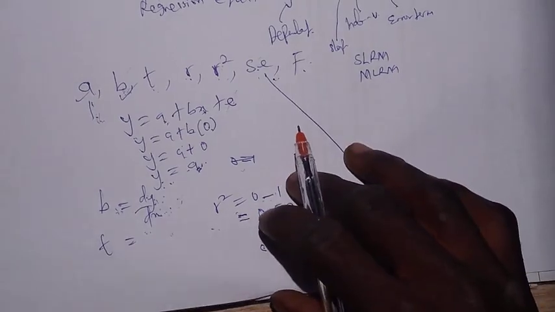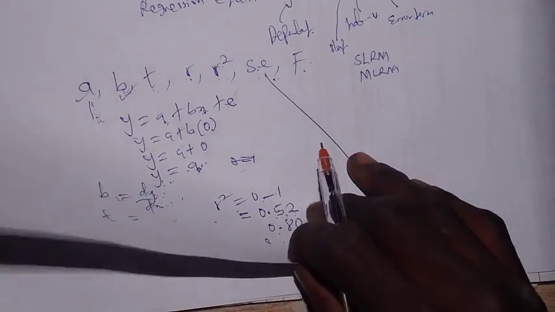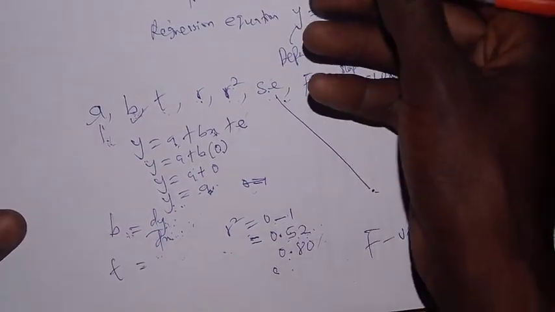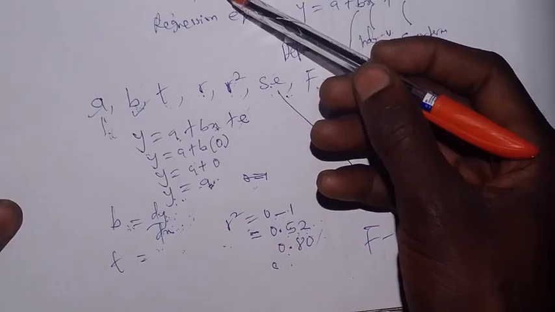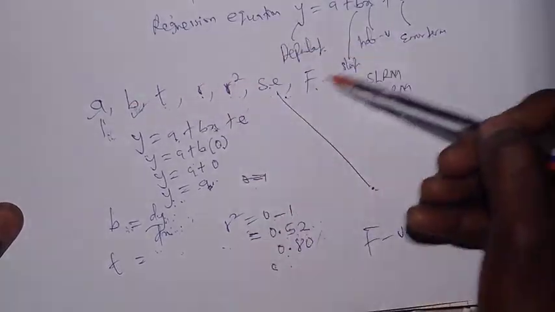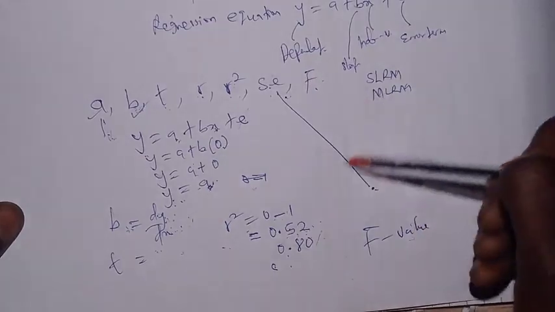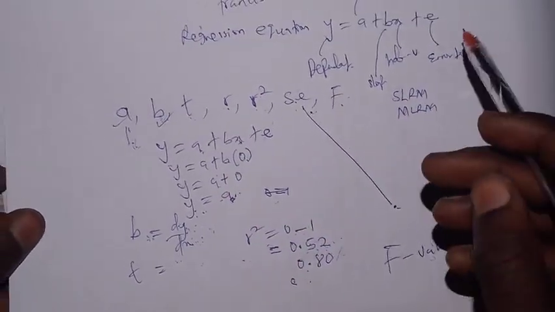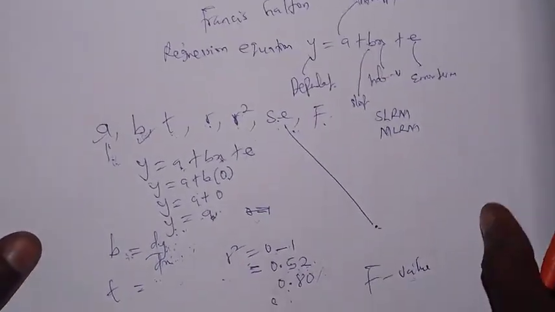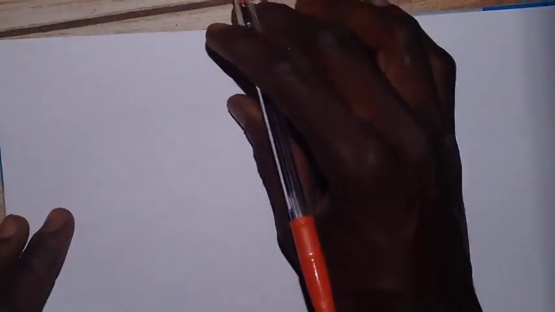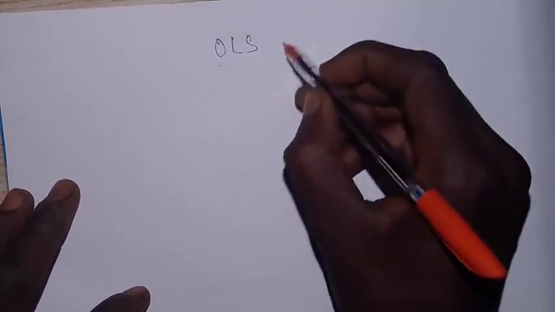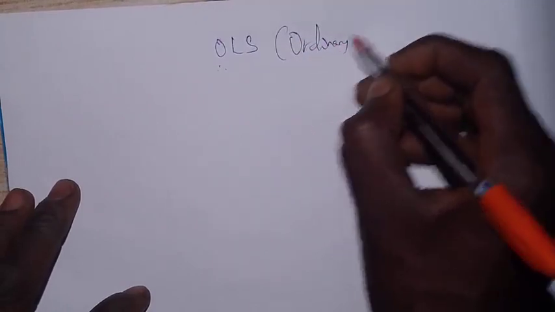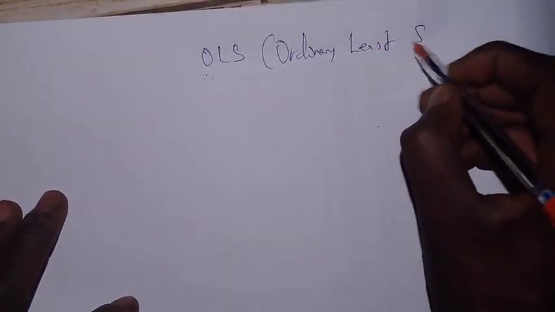Now, having understood regression, the definition of regression, who introduced regression, and the 7 statistics in regression outputs, let's move to OLS. OLS stands for ordinary least squares.